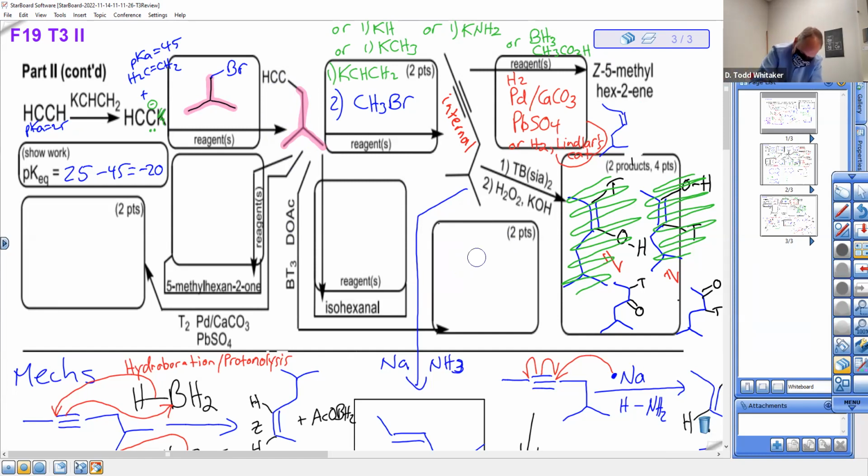Okay, first step, there's the C triple C straight across the top, down to IBU. More electronegative T, less electronegative B gets replaced by a D. Protonolysis. That's the only right result.